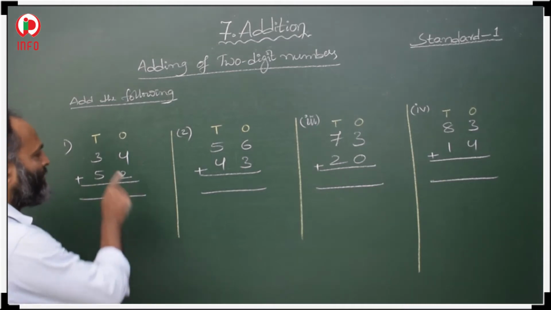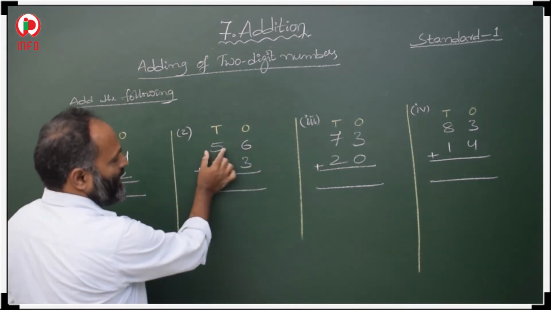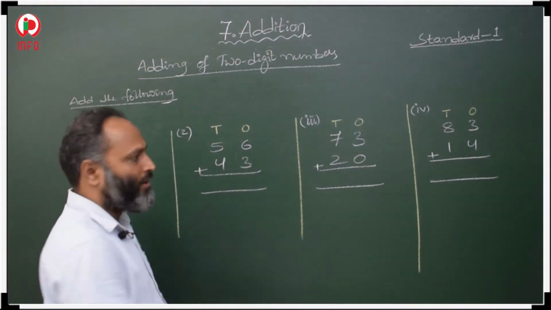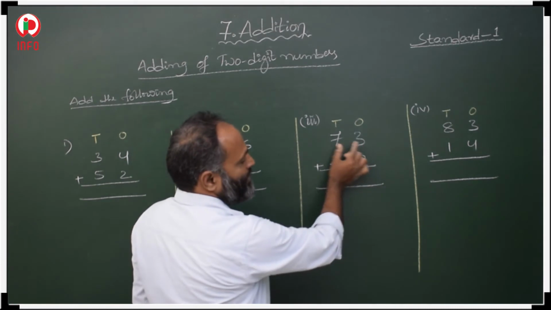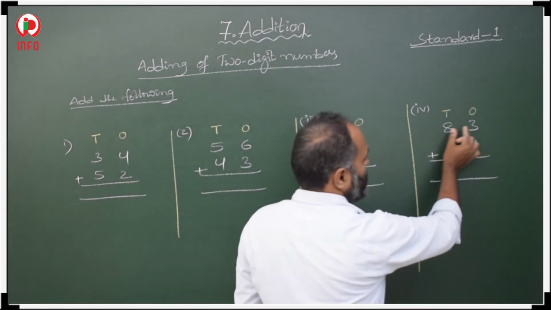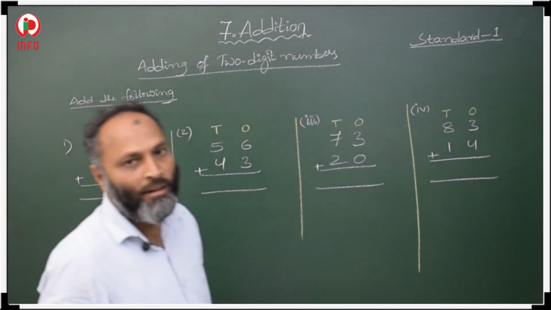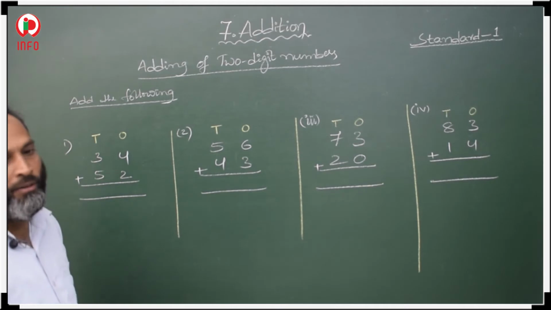How many digits we have? 1, 2. The first place is called ones place, the second place is called tens place. How many digits? 1, 2. Here this is ones place and this is tens place. Ones place, tens place. These all are 2-digit numbers. Then how to add when 2-digit numbers are given?